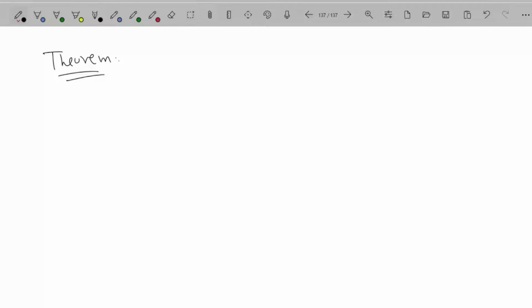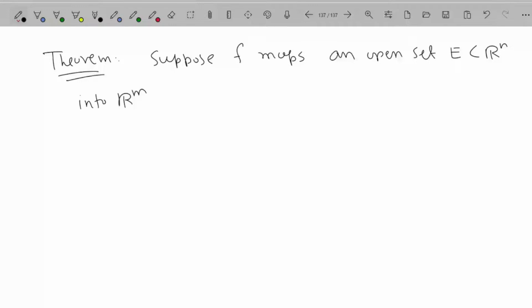So what is it saying? Suppose F maps an open set E of Rn into Rm, then F is continuously differentiable on E.